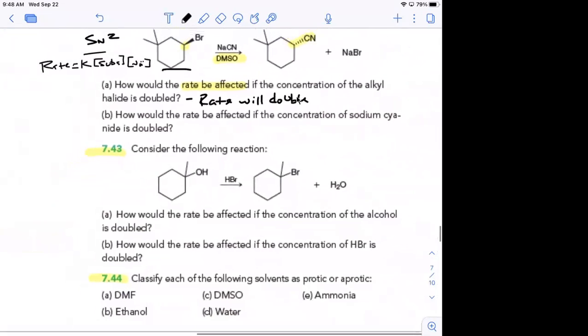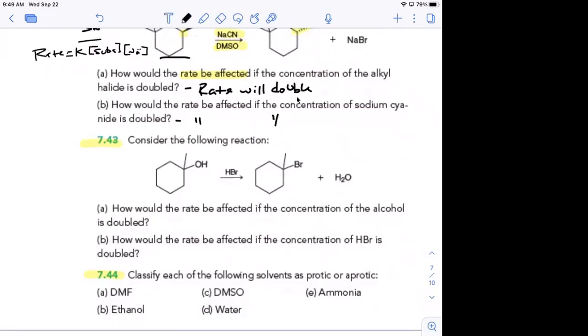All right, how would the rate be affected if the concentration of sodium cyanide is doubled? That's your nucleophile, sodium cyanide. The reaction will also double. Or the rate, sorry. Yeah, the rate is going to double with that too, because for SN2, the rate is dependent on both the nucleophile as well as the substrate.